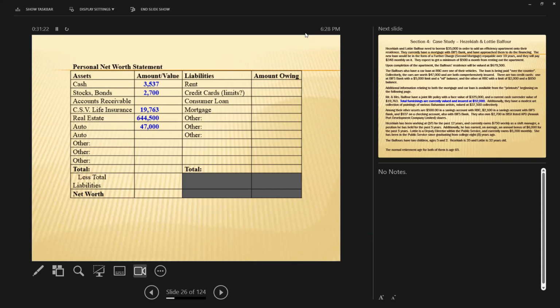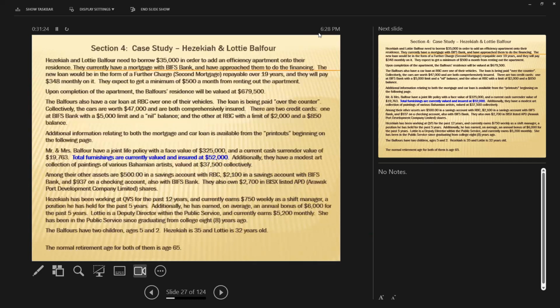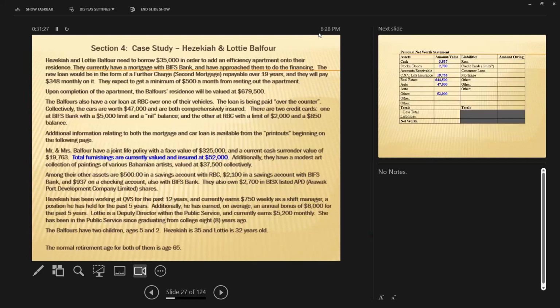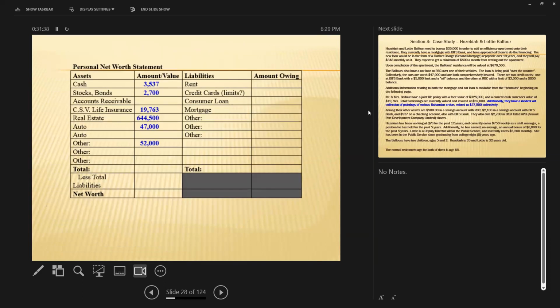I think they have payments. Okay. Well, before we get to the paintings, they have furnishings, right? Yes. Furnishings valued and insured at 52,000. Okay, so we put that in there. Okay, 52,000. And if you want to be diligent, you can put in the word where it says other, and the colon there means you should identify what it is. Okay, but like I said, you won't lose any points for not putting in the word furnishings there. I'm more concerned about the amount going in.